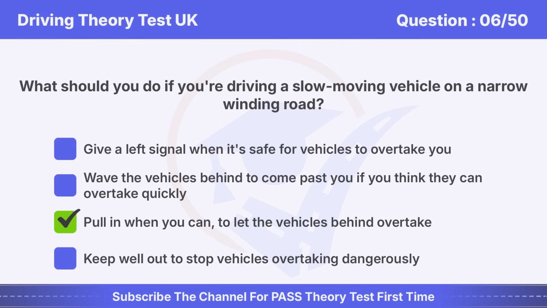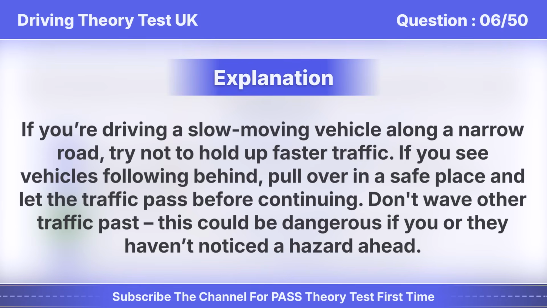If you're driving a slow-moving vehicle along a narrow road, try not to hold up faster traffic. If you see vehicles following behind, pull over in a safe place and let the traffic pass before continuing. Don't wave other traffic past. This could be dangerous if you or they haven't noticed a hazard ahead.